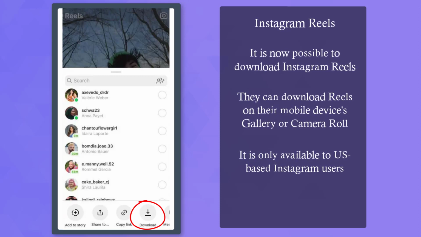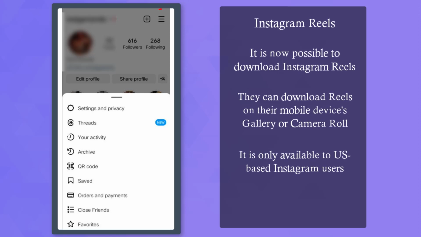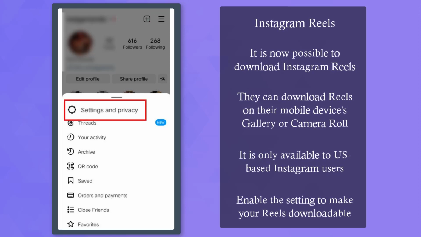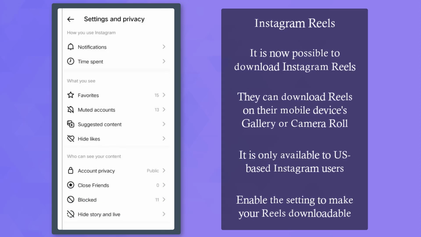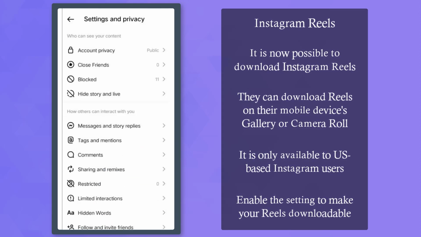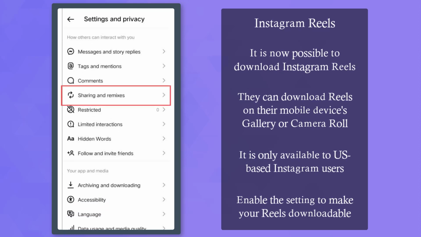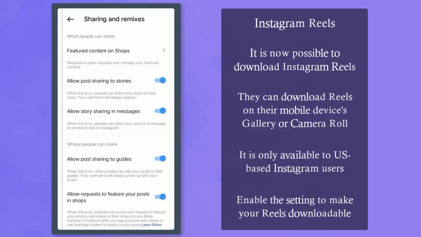If the feature is available in your Instagram mobile app, you have to set your Reels to be downloadable by users. You can find it by going to your Instagram account and tap on this icon and choose Settings and Privacy. Scroll down and look for Sharing and Remixes. It's located under the section How Others Can Interact with You. The feature of enabling your Reels to be downloadable should be visible here. If it's not available on your Instagram app yet, you won't see it here.